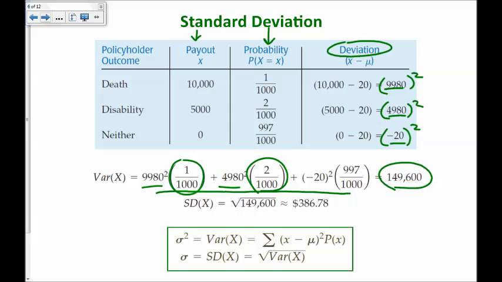Okay, also, the standard deviation is the square root of the variance, and so that gives us the standard deviation for this probability model. Okay, and down here in general, the variance, which is the standard deviation squared, is equal to the sum of the deviation squared times the probability that that value would occur.